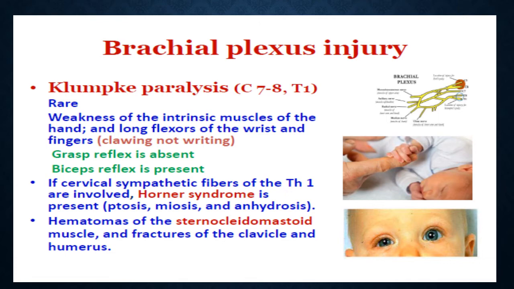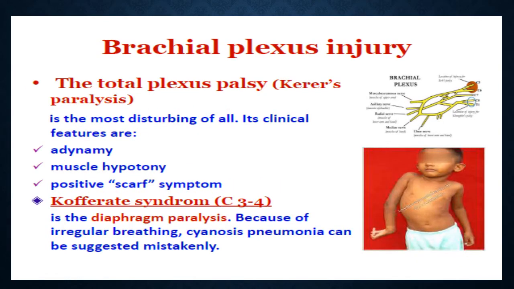Horner syndrome here can be included, presented by ptosis, miosis, and anhidrosis, hematomas of the sternocleidomastoid muscle, and fractures of the clavicle and humerus may be present. While in cases of total plexus palsy, the Kerer's paralysis, it's the most disturbing of all. Its clinical features are adynamia, muscle hypotonia, and positive scarf sign.